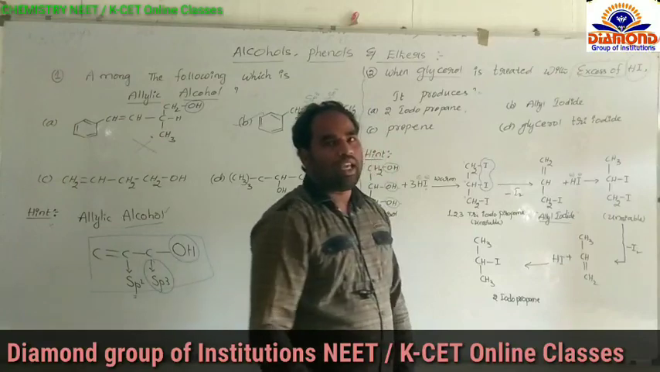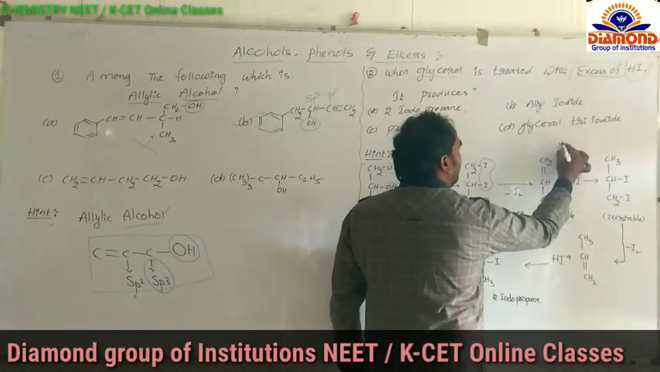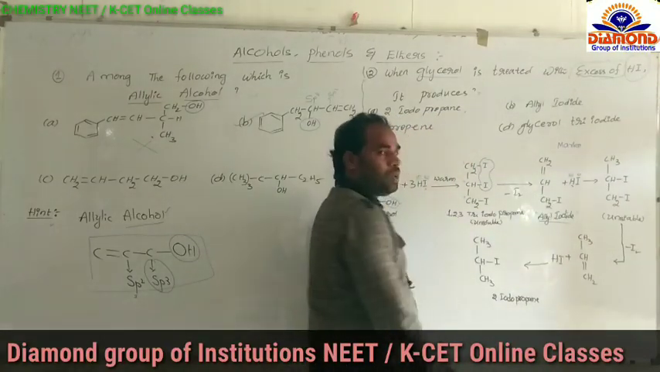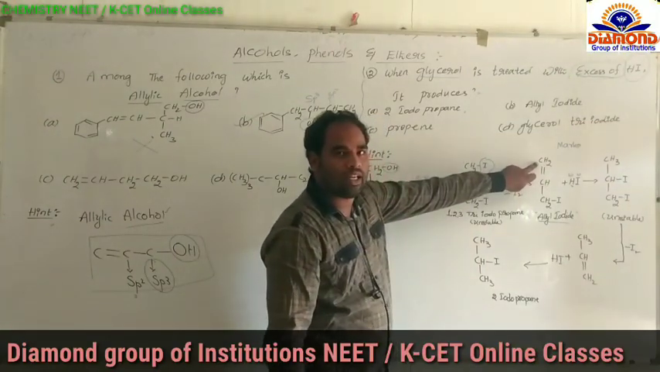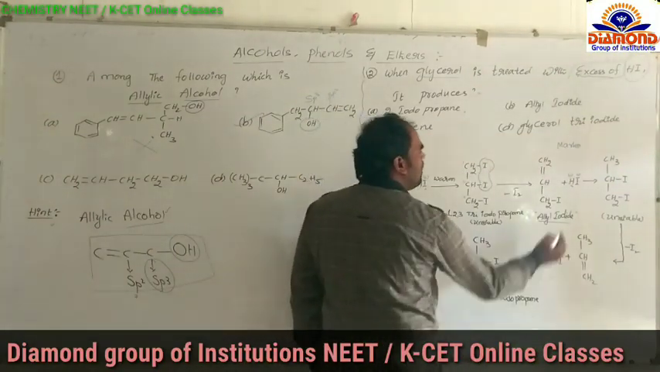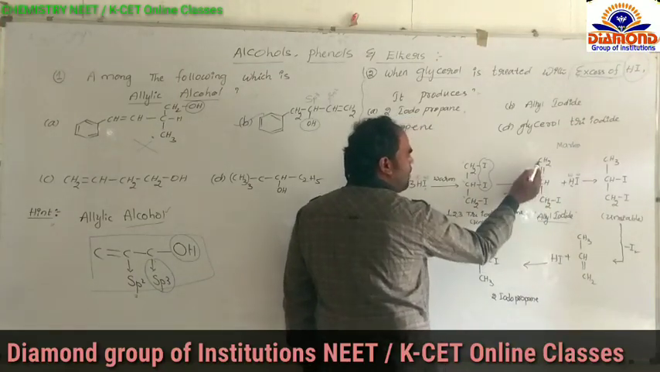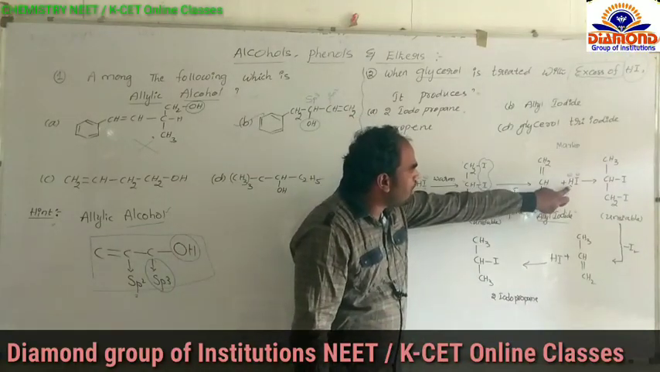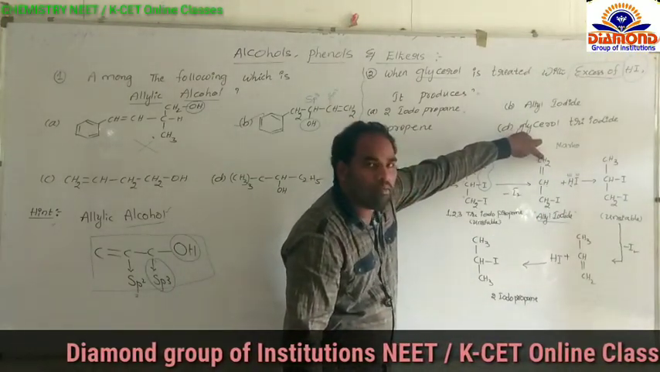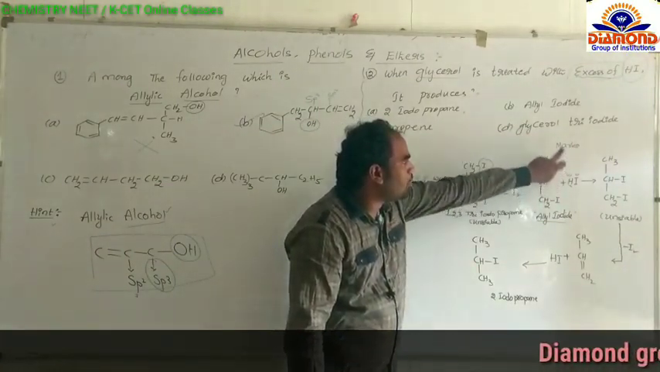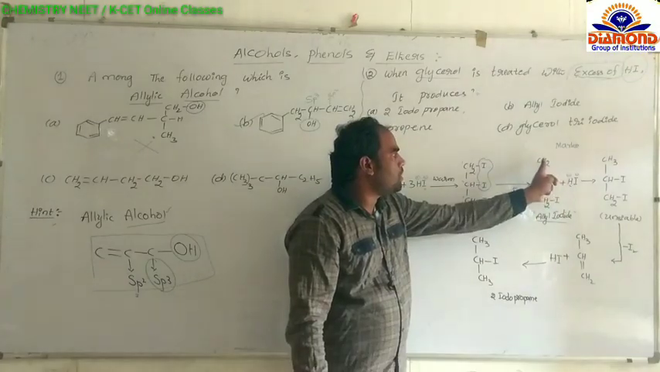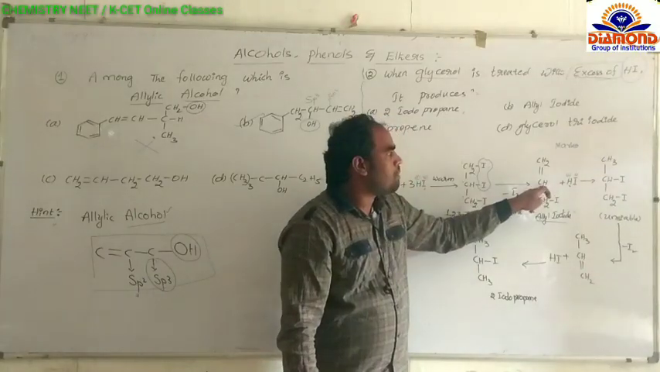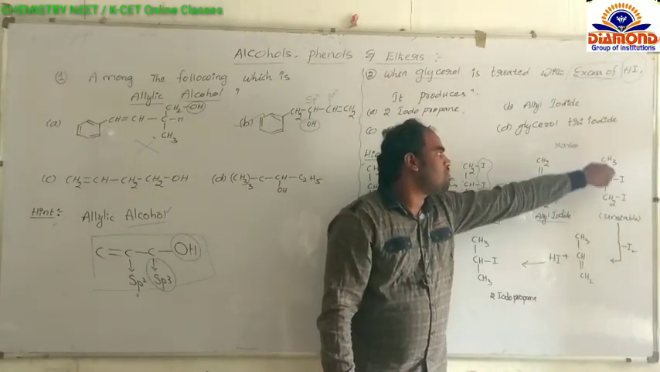We already know, according to Markovnikov rule, H plus adds to the double bond carbon containing more number of hydrogens. So here, the double bond carbons have 2 hydrogens and 1 hydrogen. Therefore, according to Markovnikov rule, H plus adds to this carbon, which is converted to CH3, and I minus connects to this carbon, then the product forms like this.